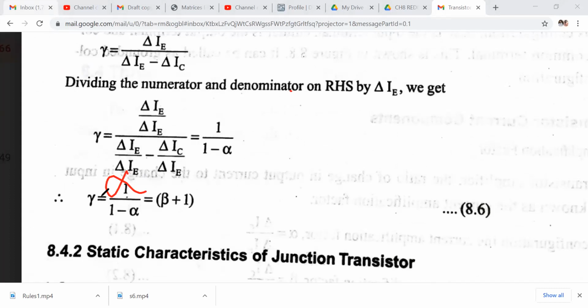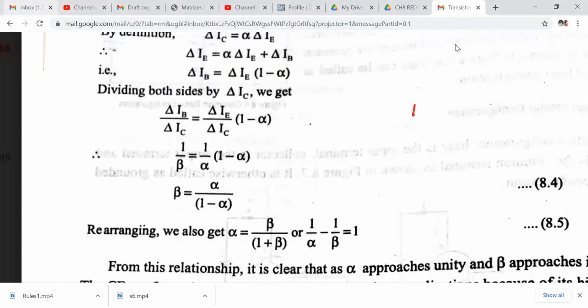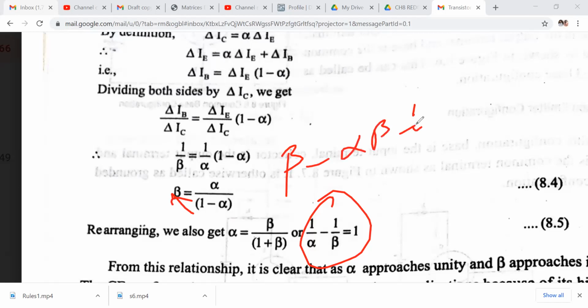Suppose, for your confidence, I'll just tell you one more thing. How are we getting 1 by alpha minus 1 by beta is equal to what? You cross multiply these things. You'll get beta minus alpha. Right? Correct. Now beta minus alpha is equal to what? Alpha beta.